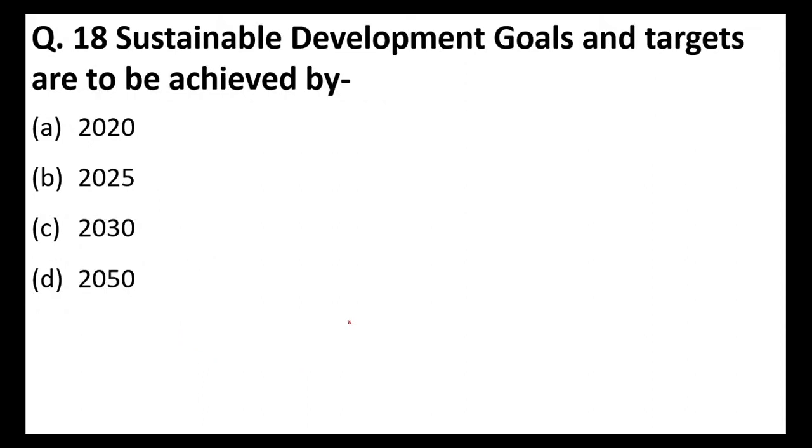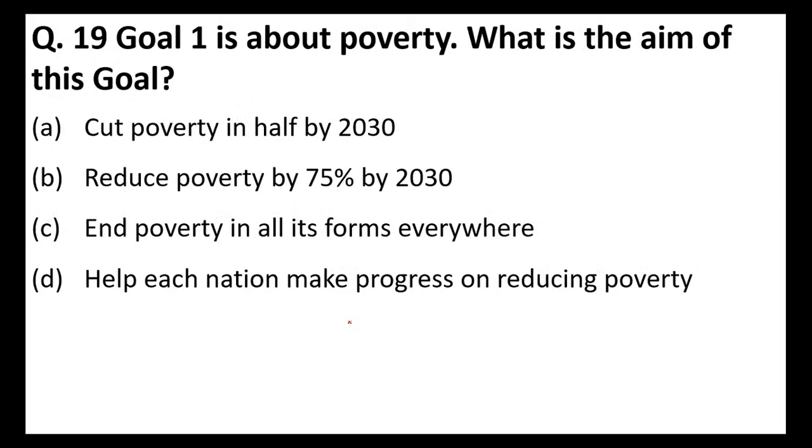Sustainable development goals and targets are to be achieved by 2020, 2025, 2030, or 2050. Excuse me. The correct answer is C. So SDGs are targeted to be achieved by 2030.